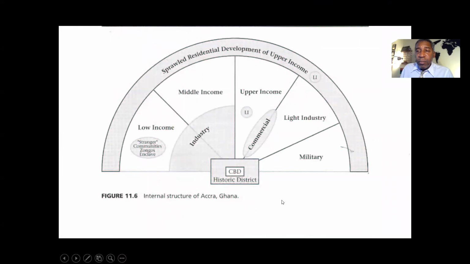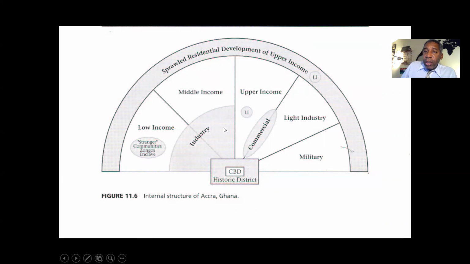This is a model of Accra, Ghana, and so some things are the same. You know, Accra has a central business district, and if you were to Google downtown Accra, it would look very similar to the CBD in any U.S. city. But notice that the city is laid out in these sectors. There's not these rings, and that's because even the upper income population has to live in close proximity to the CBD and commercial and industrial land uses.